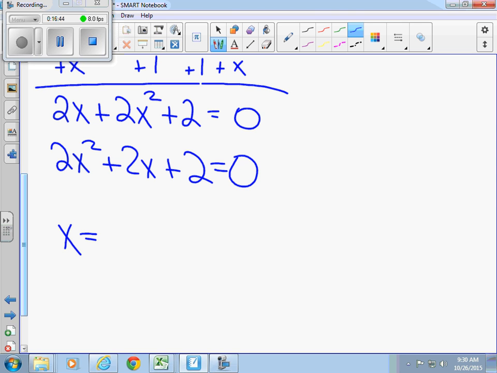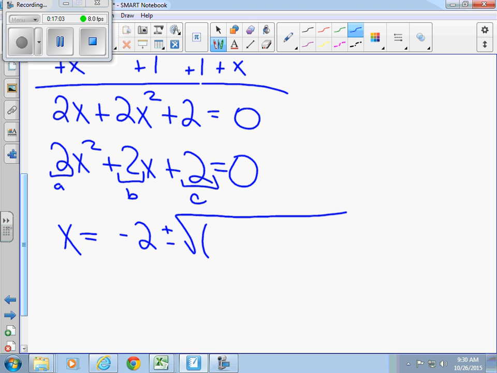X equals negative b, right? Well, remember this thing is a, this thing is b, and this thing is c. So we have negative 2, negative b, plus or minus the square root of b squared.